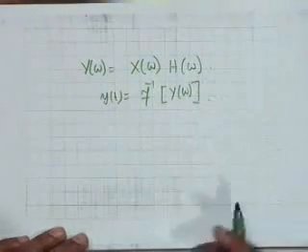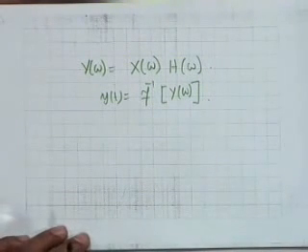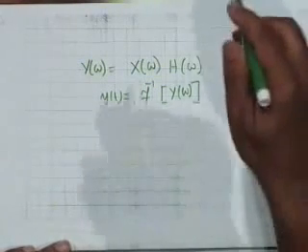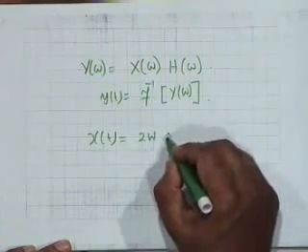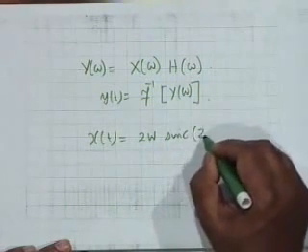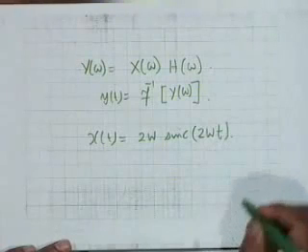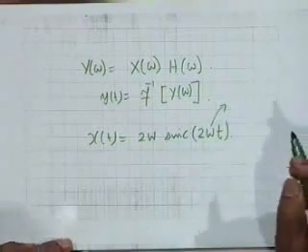This is a typical problem in linear system analysis. The only thing that one has to notice is the following, that x of t is given by twice W sinc of 2Wt. What is the unit of W here?